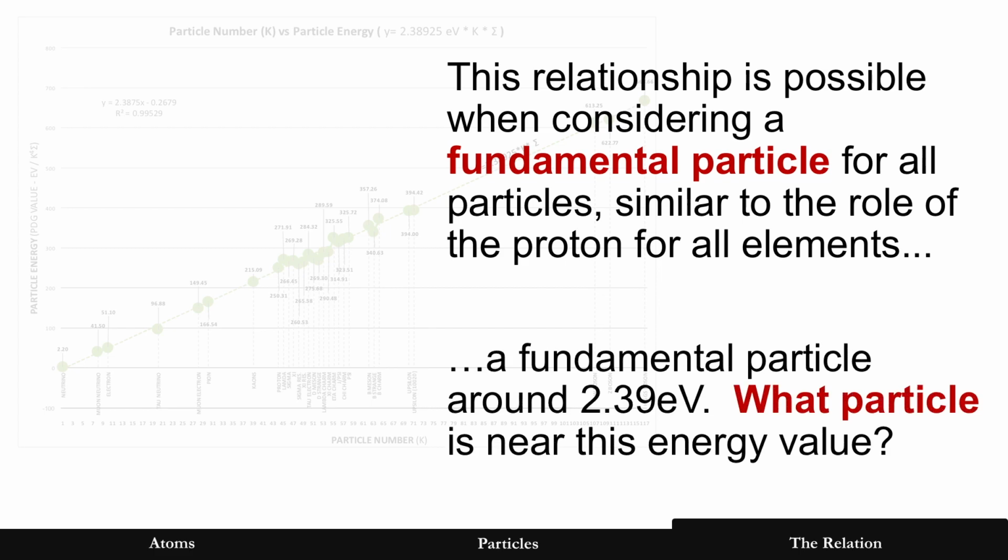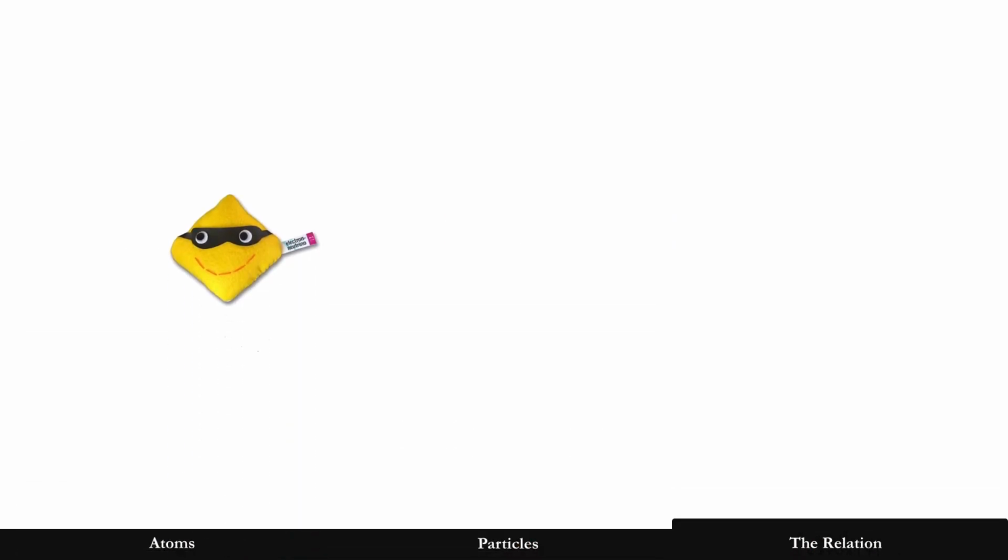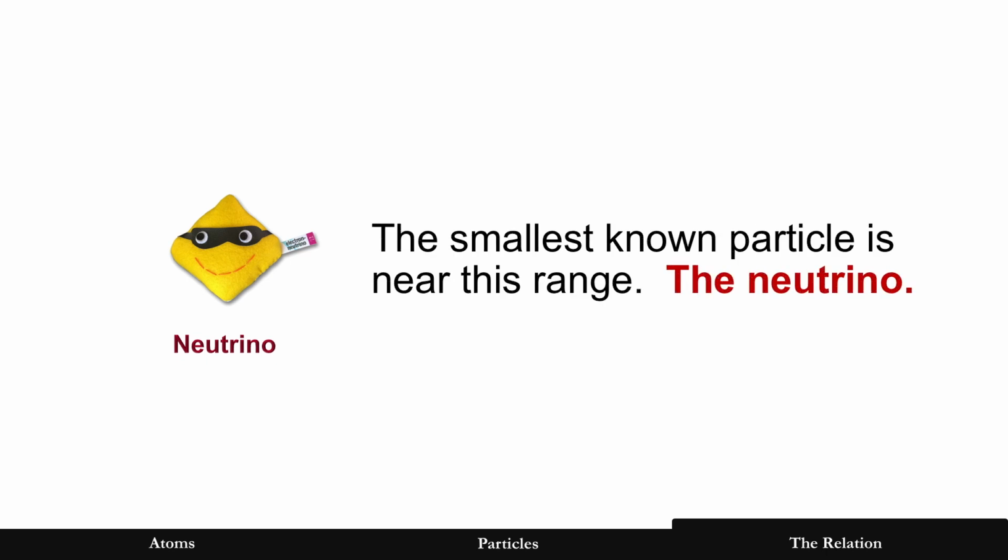All right, but the question is, a fundamental particle in this model requires something around 2.39 eV. eV is electron volts. So what particle, if it is a fundamental particle, is near this energy value? Well, interestingly, the neutrino happens to be in that range. It also happens to be the smallest known particle that we have found so far. Again, worth exploring, a very different model for particles.